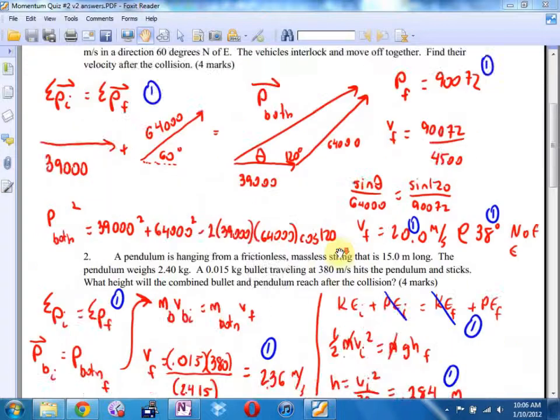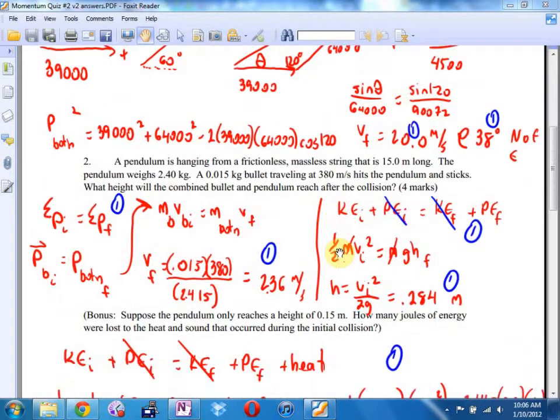Number two. Pendulum is hanging from a frictionless, massless string that is 15 meters long. The pendulum weighs 2.4 kilograms. A 0.015 kilogram bullet traveling at 300 meters per second hits the pendulum and it sticks.